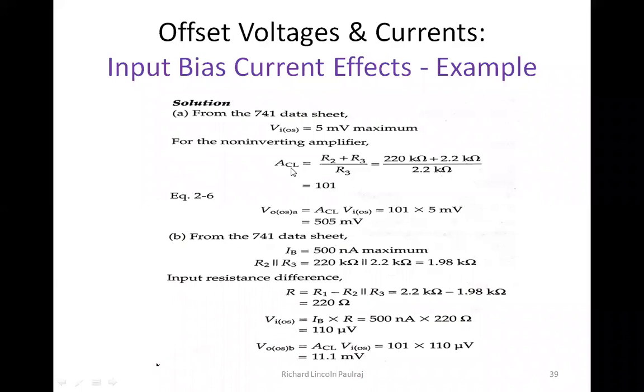Right? So I find that my ACL, we have seen the formula previously, is R2 plus R3 divided by R3. That's the ACL, and I get the value about 101. Both are in kilo ohms, the numerator and denominator, so it's just a number here, right? So V naught is equal to ACL, which is 101, into VIOS, which is 5 millivolts. I multiply both of them, and I get about 505 millivolts.